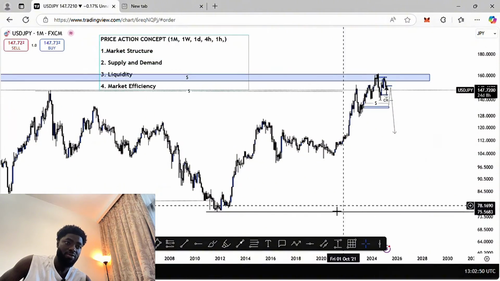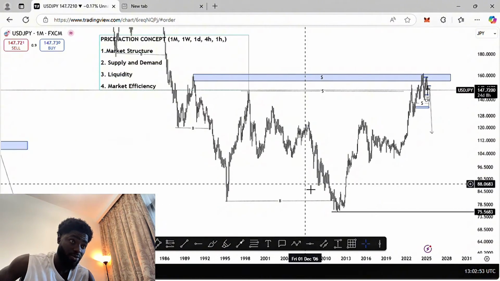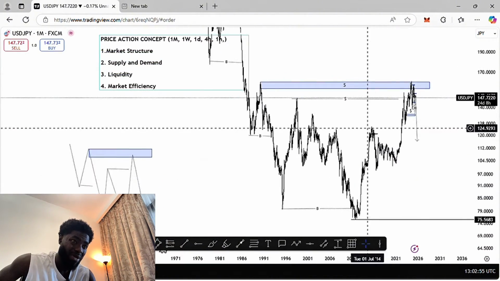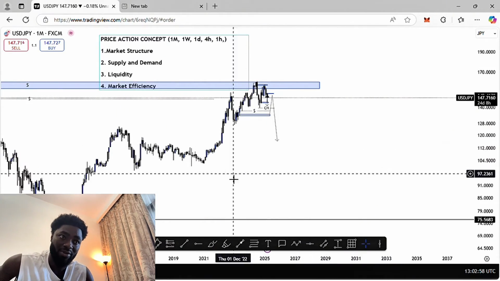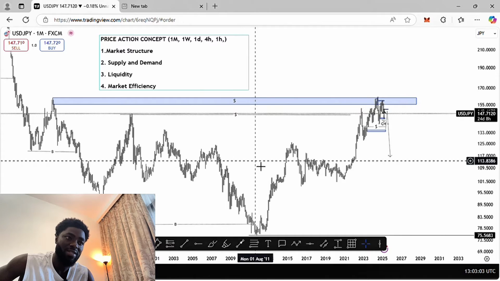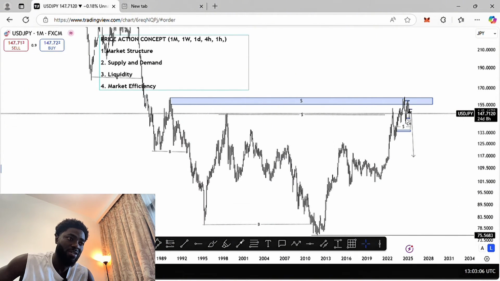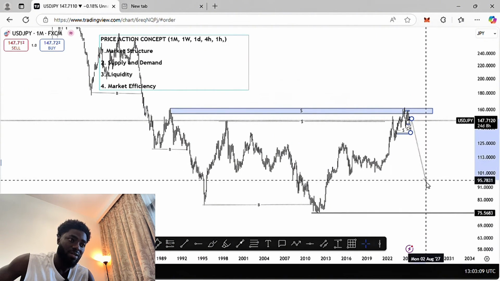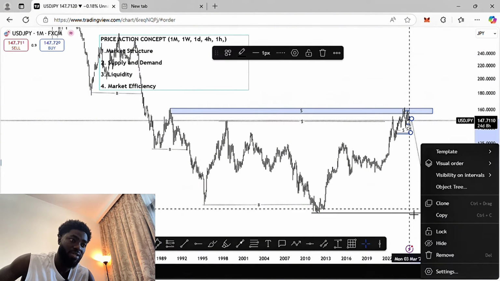To this supply zone, which will actually take time. It isn't going to be any one month or something. It will take time, because we are making this analysis in the one month time frame, monthly time frame. So you should not expect just a few days for this to happen. It will take time, even years.